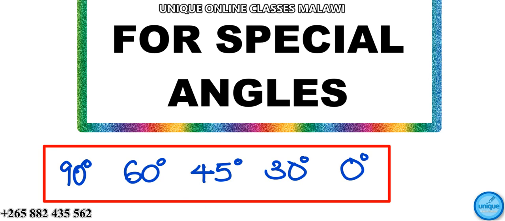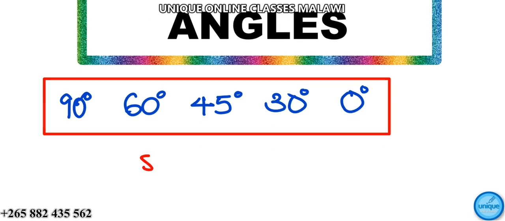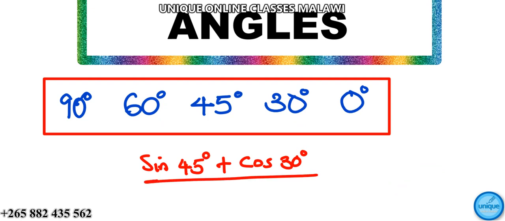So, for example, we can be asked to find sine of 45 plus cos of 30 degrees, divided by sine of 60 degrees. So the question looks like this: without using a calculator, find the value of this. So it may look like this.